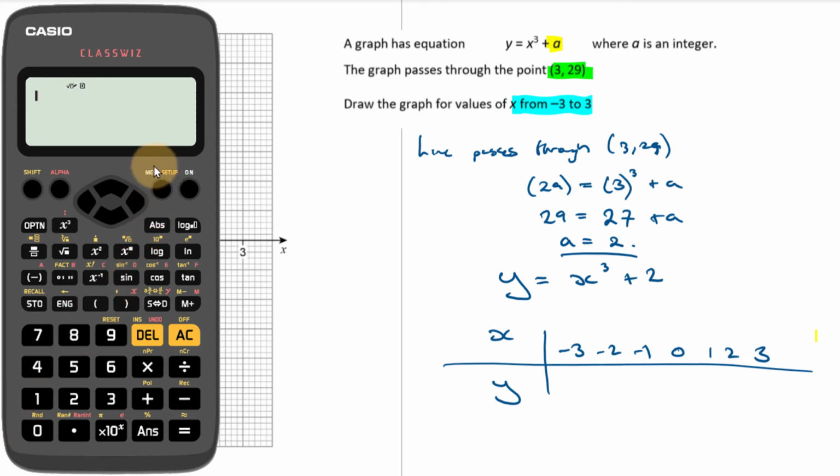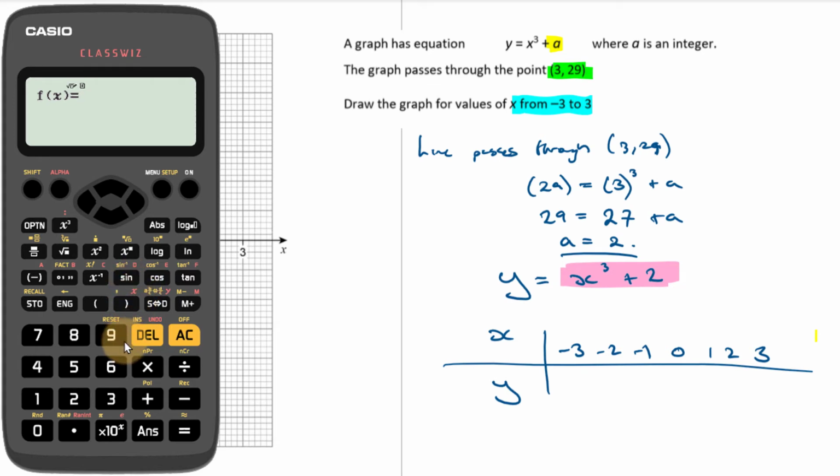So if you press menu and you go to table, I believe, then you get this FX symbol pop up. That's when we're going to type in our equation. F of x stands for y in this case, so we're gonna type this bit in there, the x cubed plus 2. So notice, if you've got a Casio calculator, you've got a little x in red.